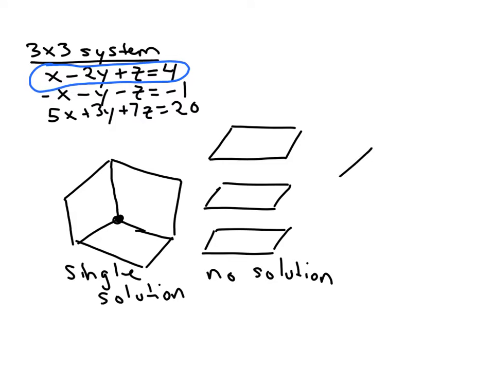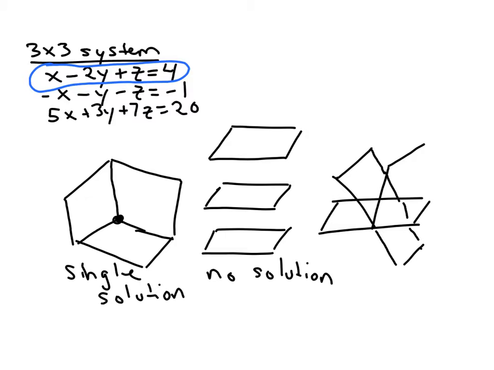A third option, and this can happen a number of ways, but I'll draw it here, is that these 3 planes intersect in more than a single point. Which I'm attempting to draw here. It gets a little tricky, but in this case, I'm attempting to illustrate 3 planes that intersect in a line.